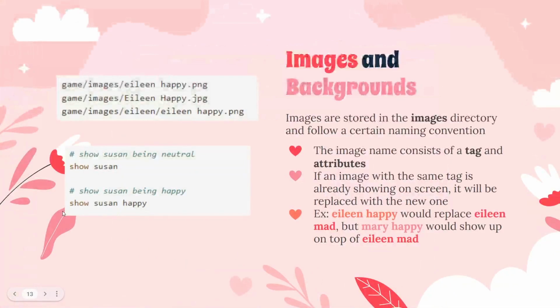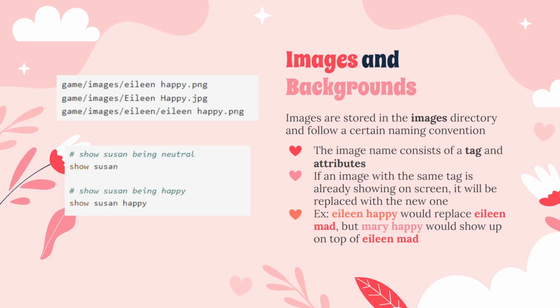So next are images and backgrounds. Images are stored in the images directory, and they also follow a certain naming convention. The images directory should be inside the game directory, I believe, or the base directory. It'll just be called images. And then you just put all your image files, your .png, your .jpegs, your .webp files inside that folder.